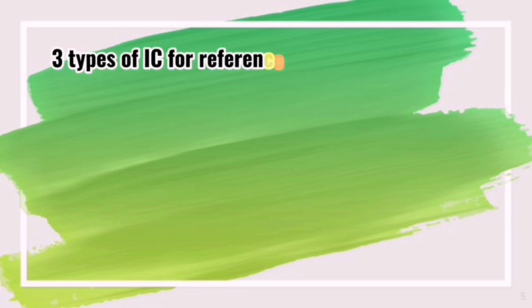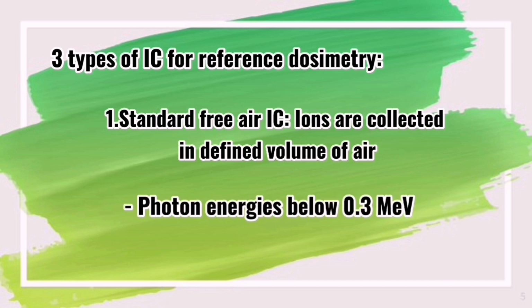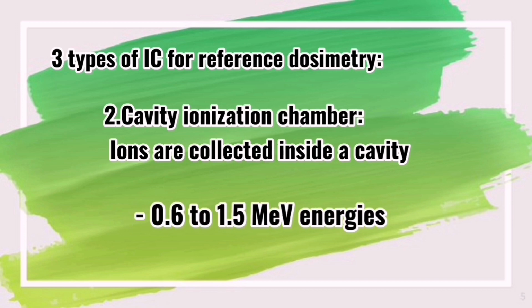There are three types of IC that may be used in reference dosimetry. One of them is the standard free air IC, in which the ions are collected in a defined volume of air. It measures the air kerma for photon energies below 0.3 MeV. The second one is the cavity IC, in which the ions are collected inside a cavity. It measures the air kerma for 0.6 to 1.5 MeV energies.